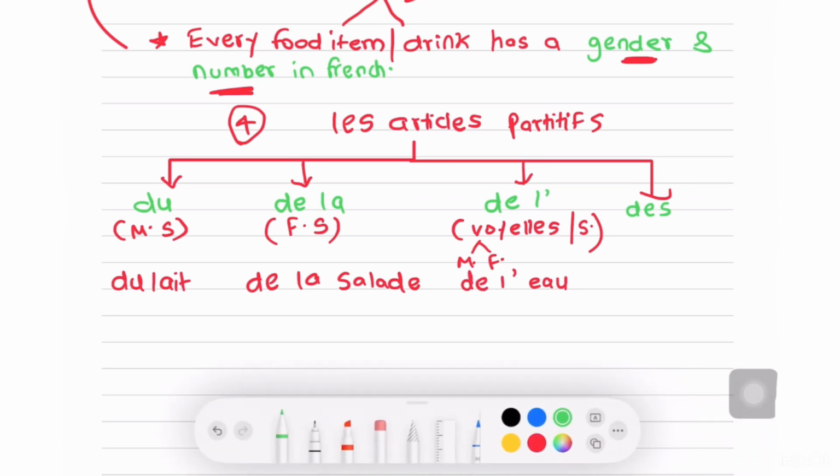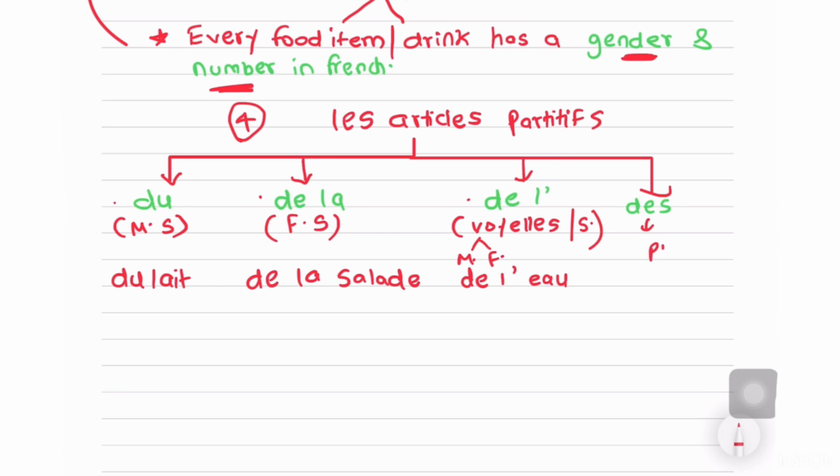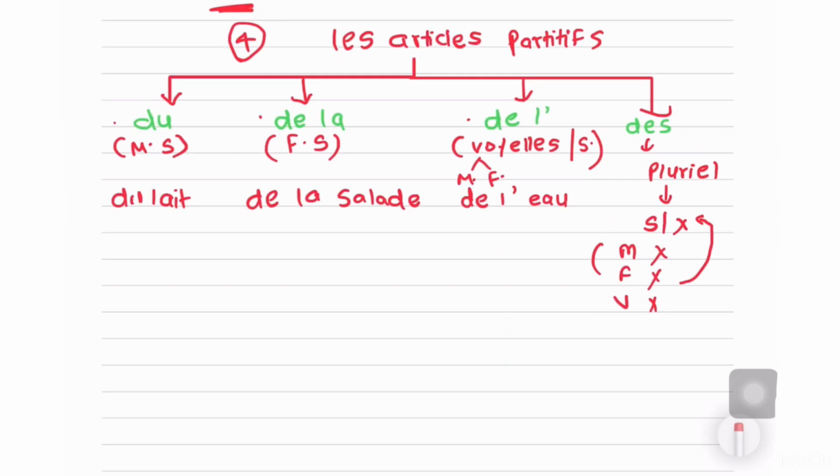And now we come to the easiest one, that is des. As long as it's plural, that is pluriel, which means it either ends with S or it ends with X, it is considered plural. The gender does not matter. Okay, so whether it's masculine or it's feminine or it starts with a vowel, that does not matter. The only thing that matters is that the word has to be plural.